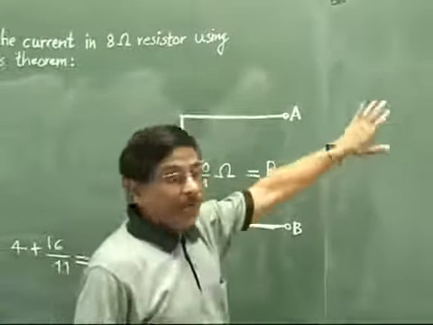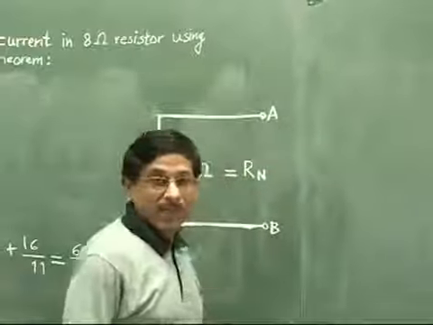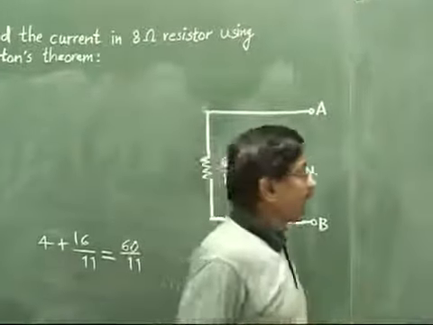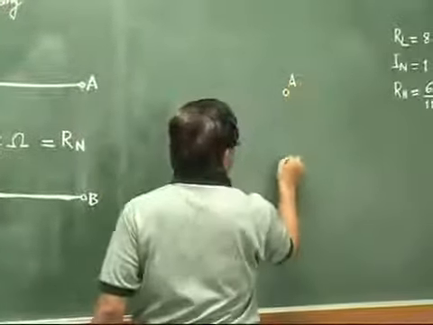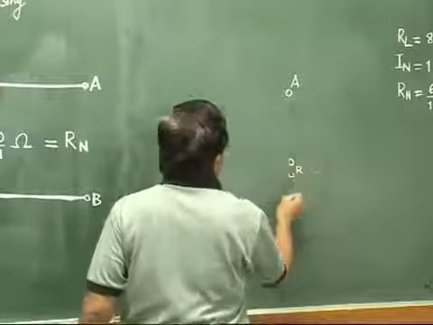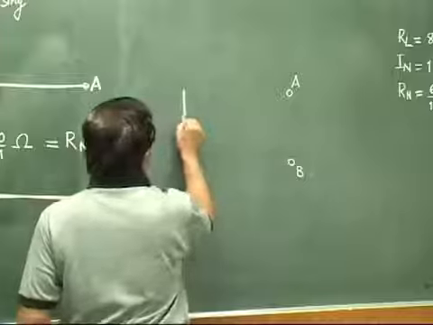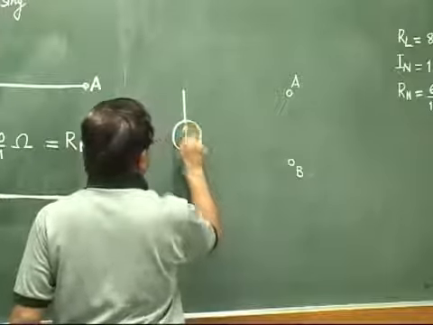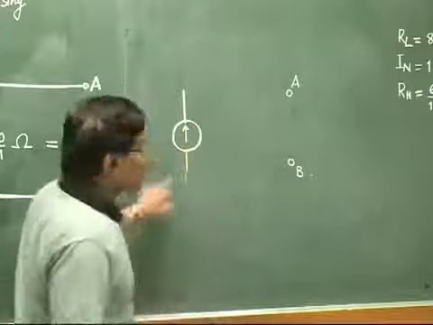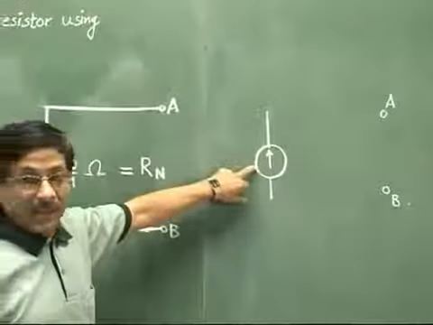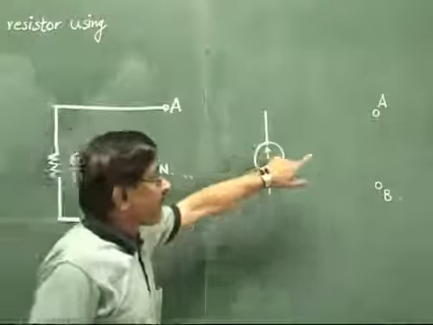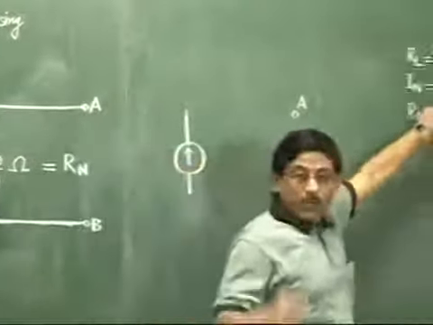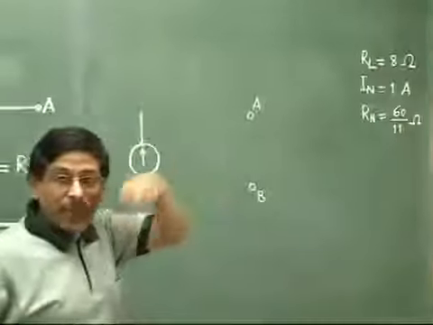Now we have calculated all the parameters which are required by us. Let us draw the equivalent diagram. Now the diagram would be like this. Our 2 points A and B. Then here I will show the current source. Now why only this direction? That is the question. Because we have already obtained a result that the current of 1 ampere was flowing through the shorted link from A to B.